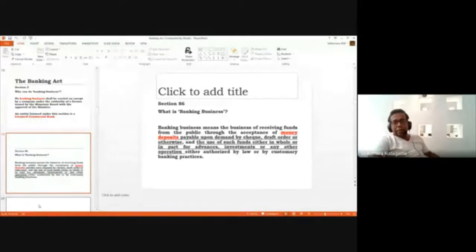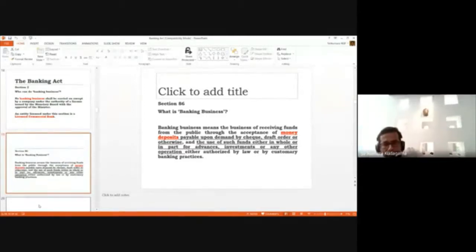It says a banking business means the business of receiving funds from the public through the acceptance of money deposits. So banking business necessarily entails the business of receiving funds from the public through the acceptance of money deposits. You collect money deposits. What kind of money deposits? Payable upon demand by check, draft, order, or otherwise, right? You see, money deposits payable on demand. Money deposits payable on demand, as I mentioned that day, these are current accounts. Payable on demand means these are demand deposits.